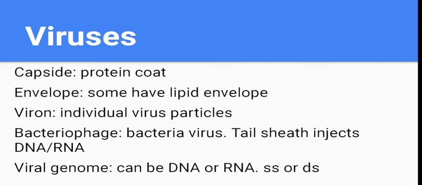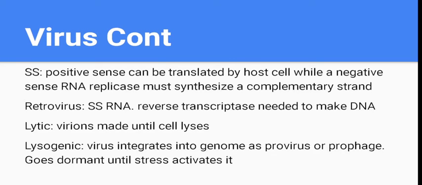Its viral genome can be DNA or RNA, single stranded or double stranded. So SS means single stranded, and DS means double stranded. A single strand can be positive sense, which can be translated by the host cell, while a negative sense requires RNA replicase, which must be used to synthesize a complementary strand.